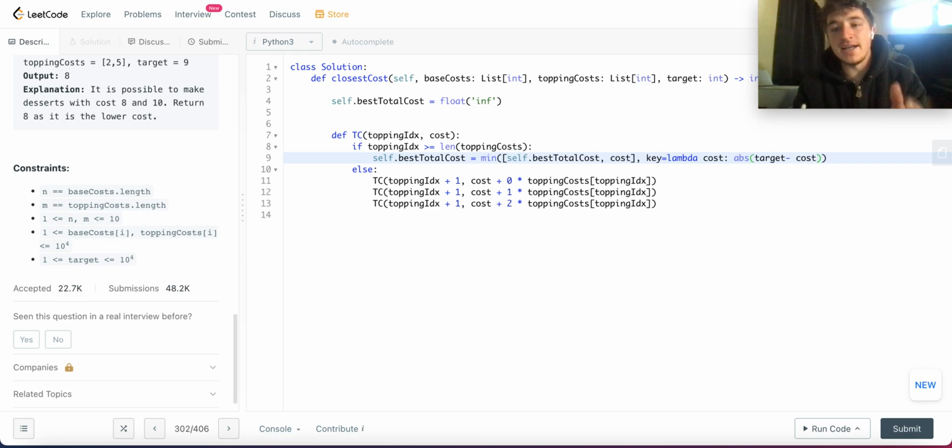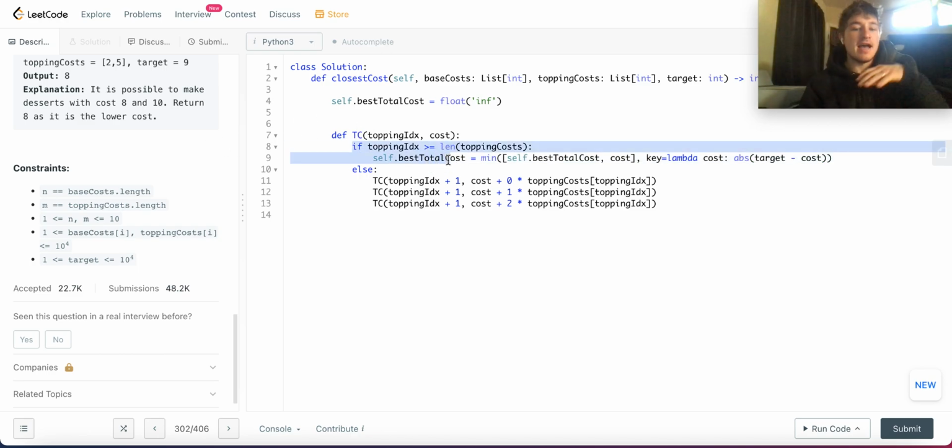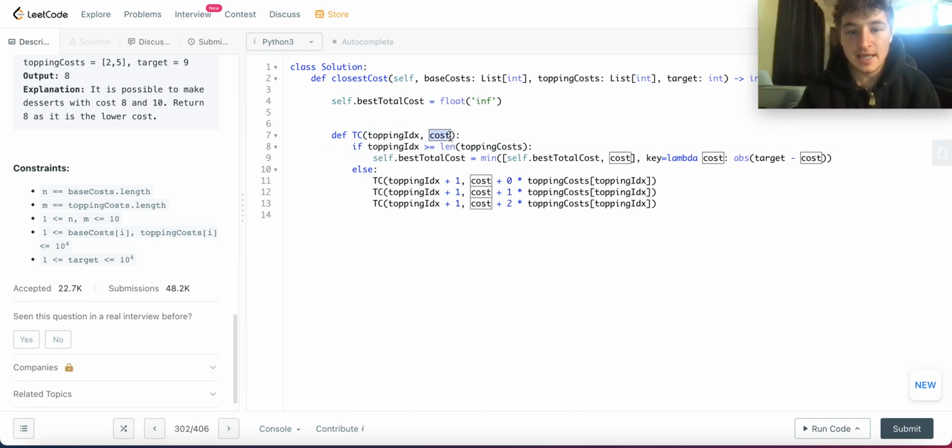Yeah, because I'm trying to find the closest total cost to my target price, right? So when I get to this point, that means I've looked at all toppings for a certain base. I've summed up that total cost, and that value is cost. And now I'm going to figure out if it's better than the best total cost that I found previously. So in order to do that, I need to look at the difference between the target and the total cost that I found.